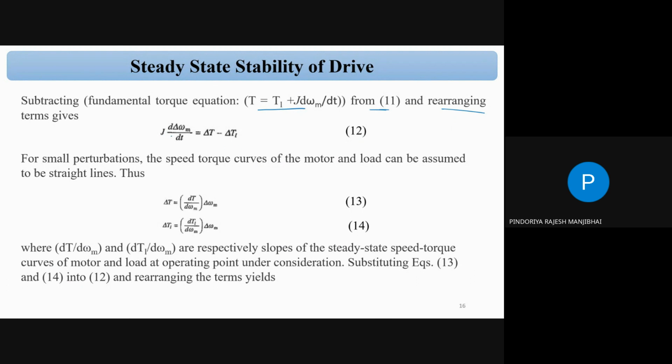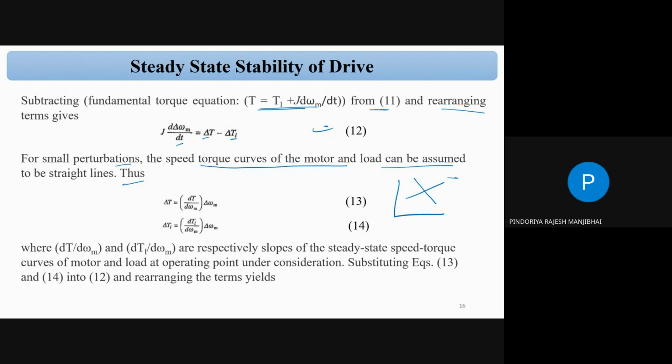So we will get J dΔω/dt is equal to ΔT minus ΔTL. We have to substitute this equation from equation number 11, so we will finally get J dΔω/dt equal to ΔT minus ΔTL. For a small perturbation, the speed-torque curve of the motor and load can be assumed to be a straight line. So we can say this is a straight line.